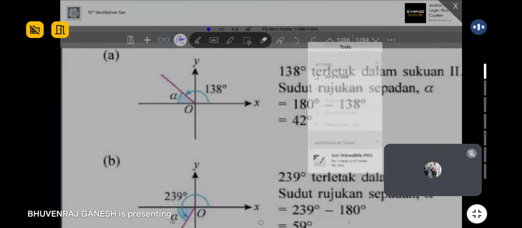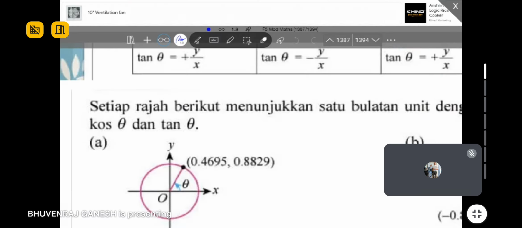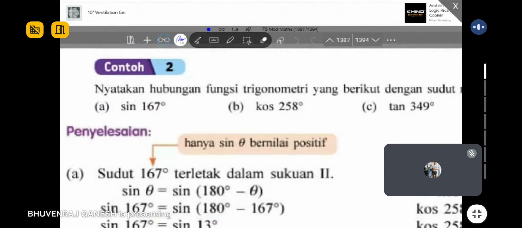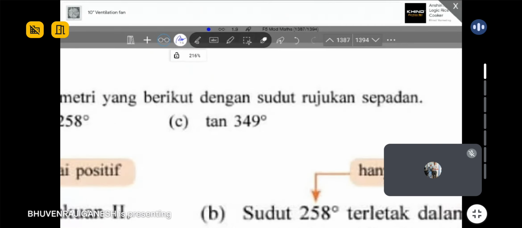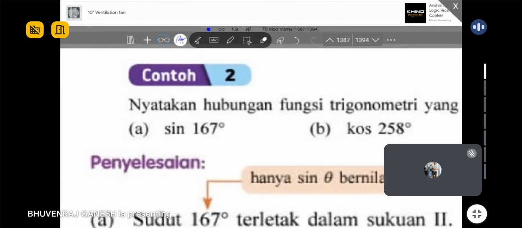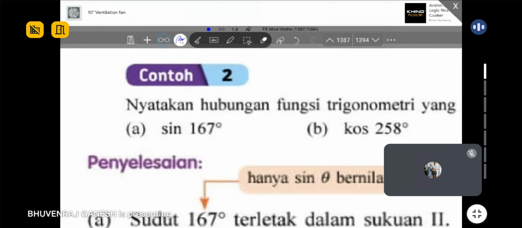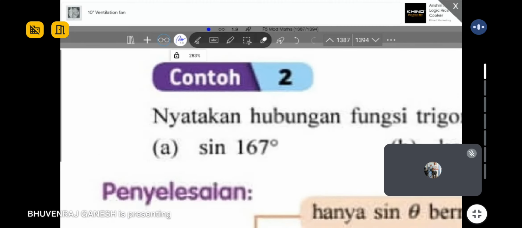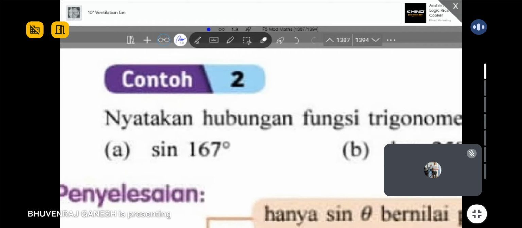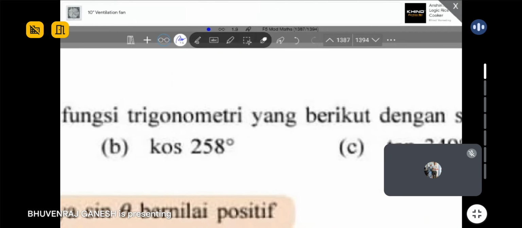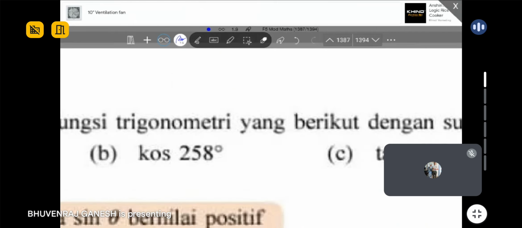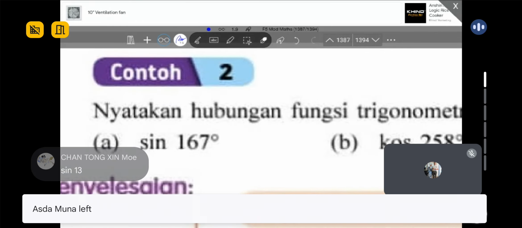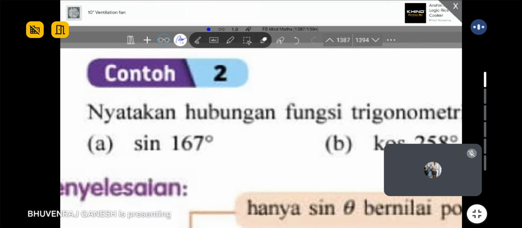Okay guys, can we go on? Next slide. Can now? Okay. All right. So we're going to see on this one. Okay guys, can anyone tell me what is the same trigonometric function that has the same value as sine 167? Nyatakan hubungan fungsi trigonometri yang berikut dengan sudut rujukan sepadan. So basically you must find the reference angle and tell what is the trigonometric function.